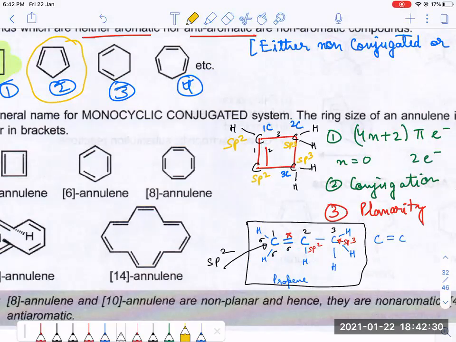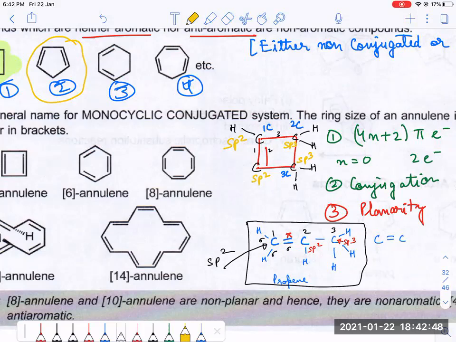Please calculate all the 3 parameters with the second structure. Go ahead, please. And let me tell you, this will help you a lot. Sir, it is not, aromaticity. Yes, go ahead. It is not planar.